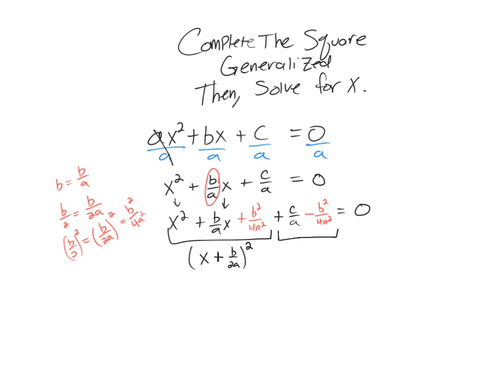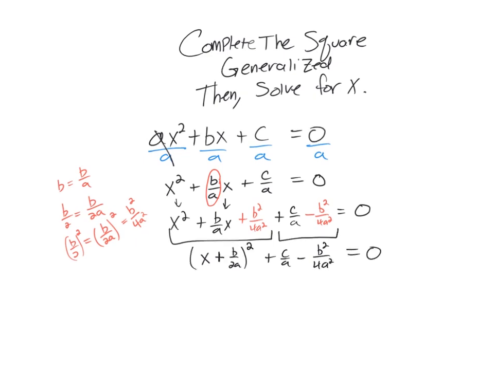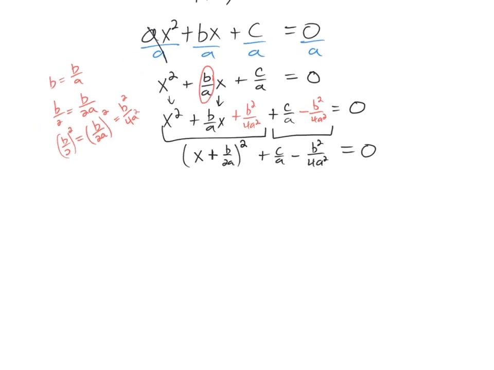And then this is going to be kind of nasty for a little bit. It's still positive c over a, and it's still b squared over 4a squared, and it's all equal to 0. I'm going to move this up, but I hope you're following along. Now, I want you to just pay attention. x is a variable, and everything else here is just a number that is being place-held by letters.